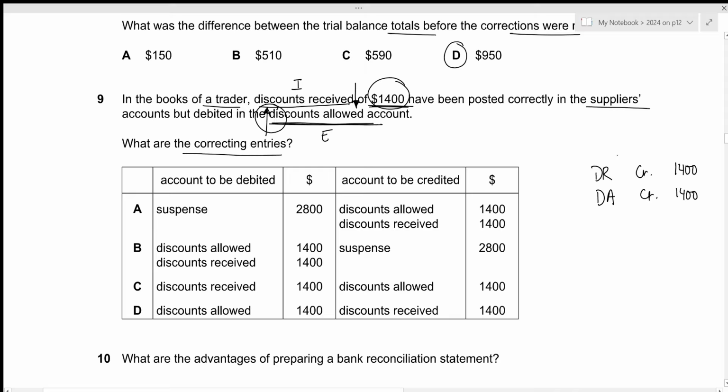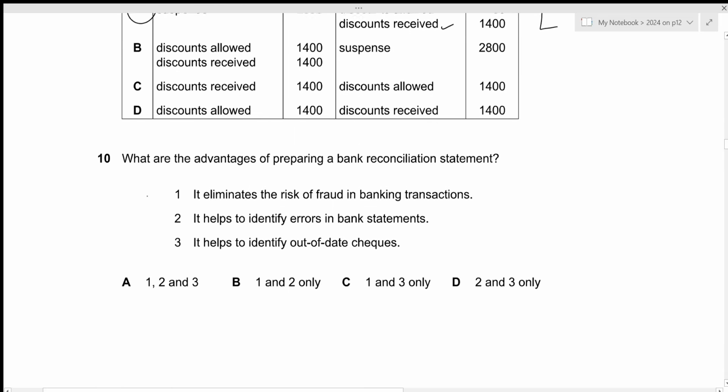So these are the only correcting entries, which means that on the debit side we'll have suspense. And remember, the total within our journal entry, the debit and credit total should be the same. On credit side we have 1400 twice, so on the debit side we need to have 2800. So this is the correcting entry we are looking for. Suspense on the debit side, discounts allowed and discounts received on the credit side. In this case, that is given by option A, so that's the answer we're looking for. That is all for the 9th question. Let's move towards the 10th one.